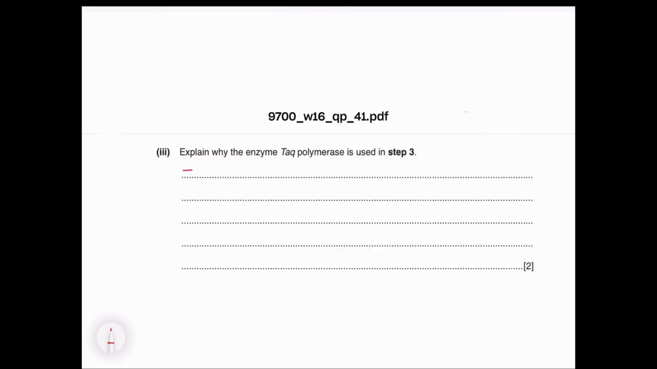Okay, so the last question here involves the role of Taq polymerase. So we will explain what the role of polymerase is and why we need to use this particular type of enzyme. So the role of polymerase is to synthesize a complementary DNA strand.